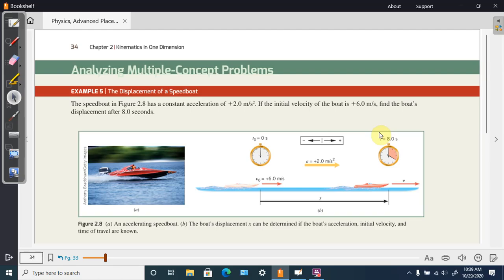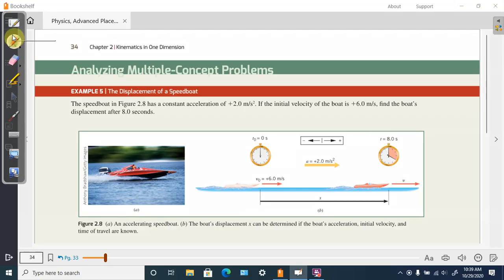And you always want to start by jotting down some of the stuff that you know from the problem. So here we've got a couple of pieces of information we want to take into account. You've got positive 2 meters per second squared, that's your constant acceleration. You've got your initial velocity, which is positive 6 meters per second. And you've got that it's happening for 8 seconds. And they want to know what the boat's displacement is.